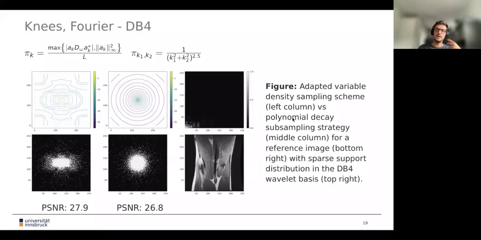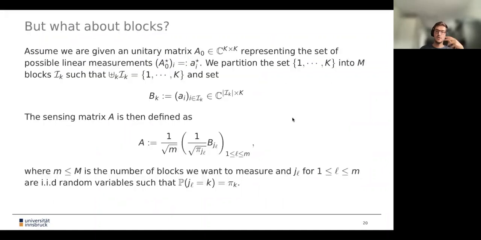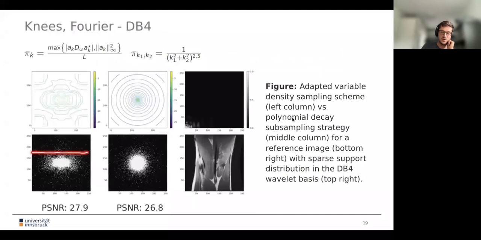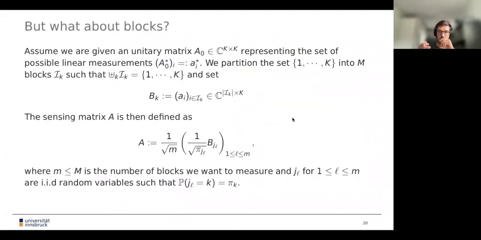Usually you have some underlying structure in your measurement devices. So what one usually does is block them together. Instead of being able to access each linear measurement separately, we now look at the setting where they are comprised in blocks. For example, each line in the 2D Fourier space might correspond to one block. So you fix one frequency and let the other one go through the K-space. This might be one block of measurement.